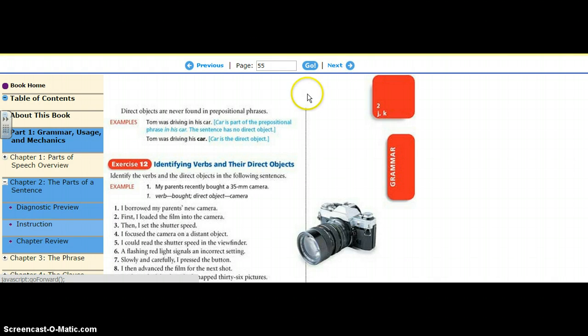Page 55. Just like other complements, direct objects are never found in prepositional phrases. Tom was driving in his car. Car is part of the prepositional phrase in his car. The sentence has no direct object. Now, Tom was driving his car. Car is the direct object because there's no preposition.